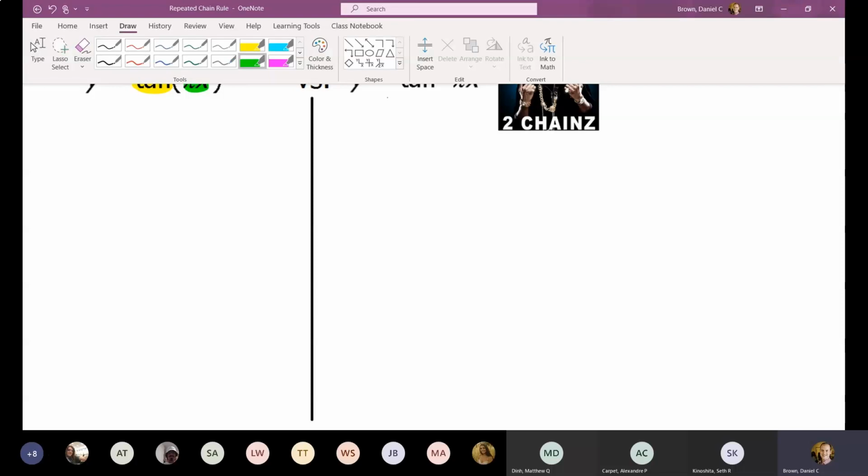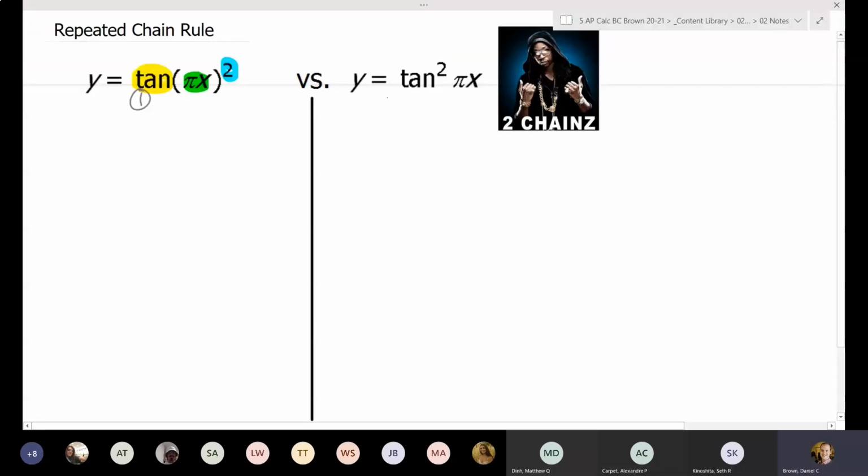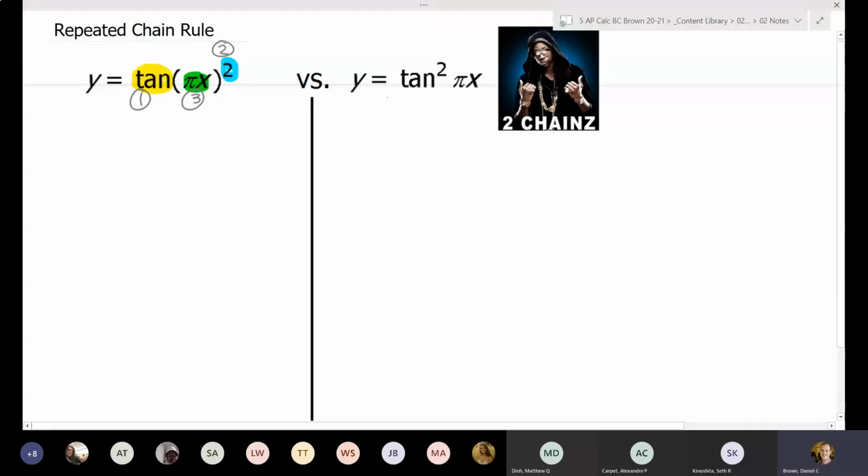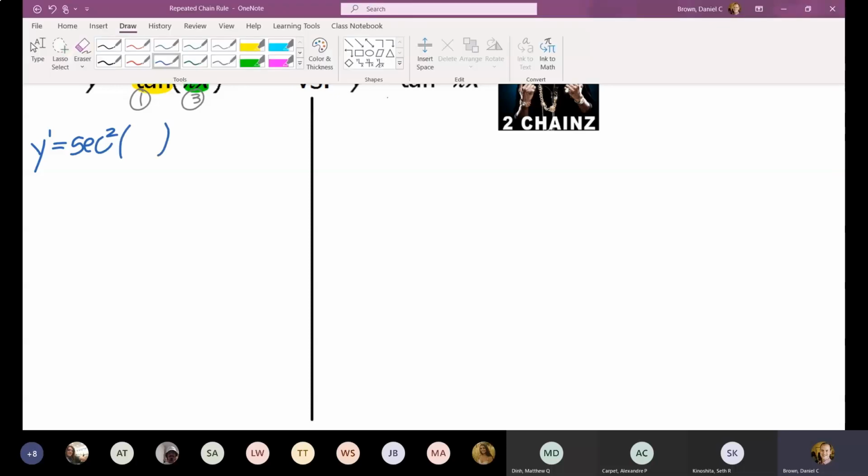So when we think about unwrapping this, we first are going to do the derivative of tangent, leaving the inside the same, then the derivative of something squared, leaving the inside the same, then the derivative of pi times x, and then we're done. I'm going to take the derivative and try to color code it. So I have y prime. The outermost function is tangent. The derivative of tangent is secant squared. But I want to leave the inside the same.